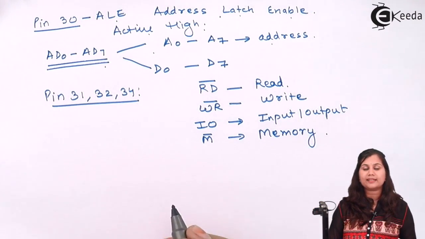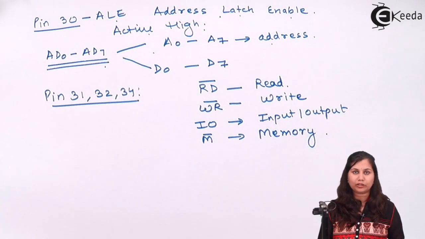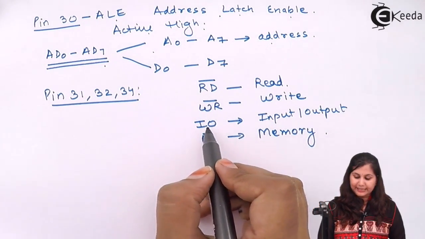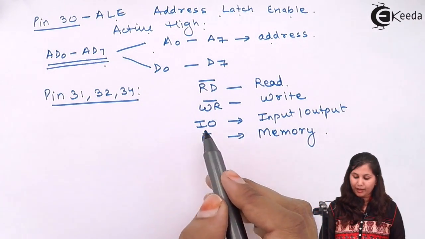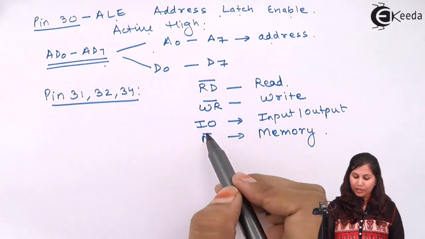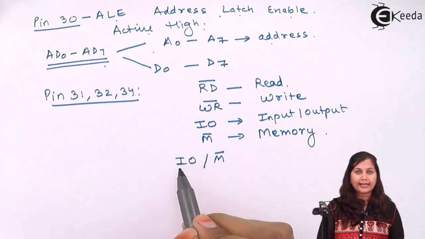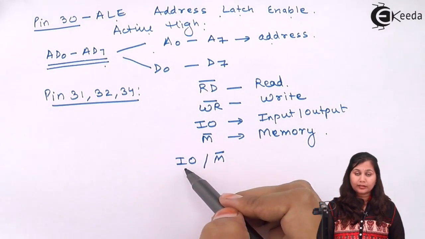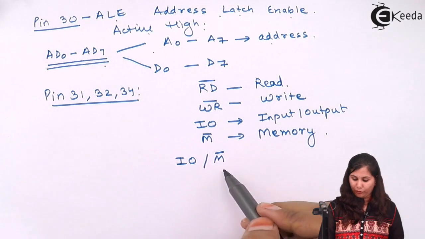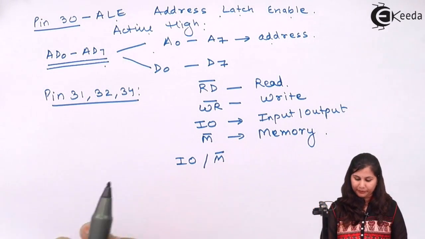So the microprocessor will either perform the read operation of the memory or the input output, or it will perform the write operation on the memory or the input output. Input output is an active high signal, and M bar, WR bar and RD bar are active low signals. So when this line IO and M bar is high, it means that an input output operation is being performed, and when it is low, it means a memory operation is being performed.